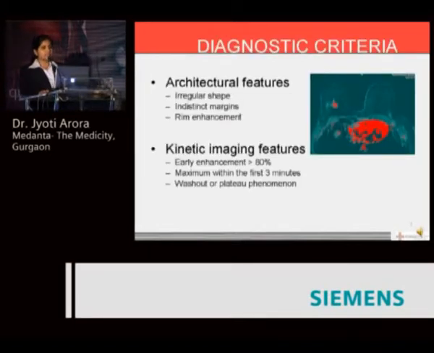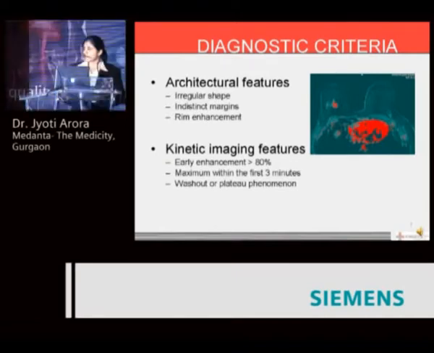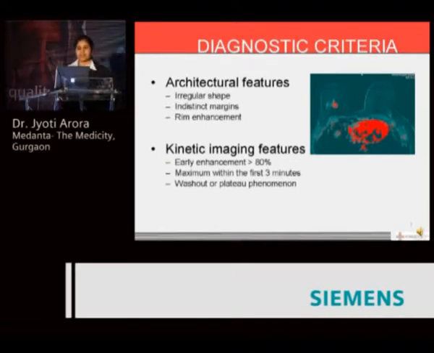Diagnostic criteria: those who report breast MRs are very well versed with the diagnostic criteria, so I'm not going into details of that. It's the irregular shape, the indistinct margins, rim enhancement or heterogeneous enhancement. And on the kinetic front, it's the initial rapid uptake which is followed by the washout or the plateau phenomena.